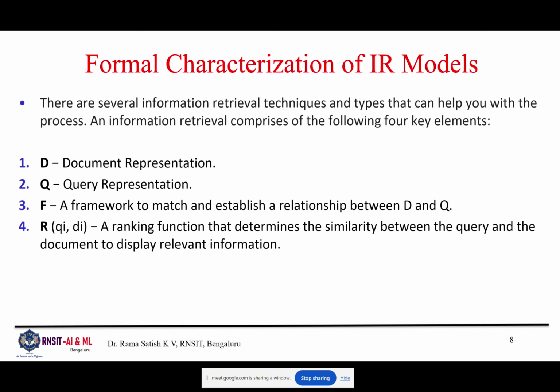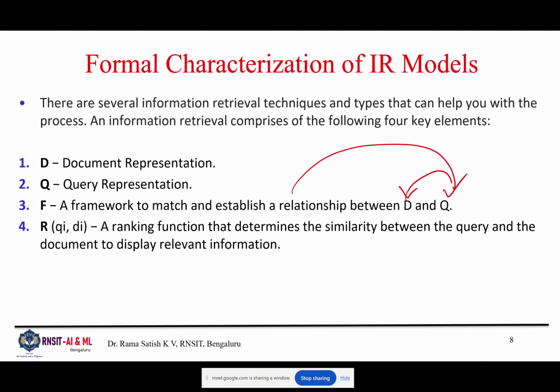So you can certainly understand the framework establishes the relationship between your document and the query. And R contains q_i and d_i. So q_i is a query instance, and d_i is a document instance. R is a ranking function that determines the similarity between the query and the document to display the relevant information.